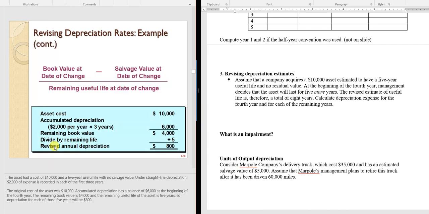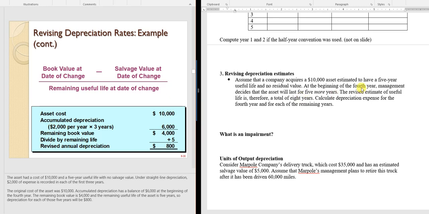Okay, so notice that I've got $10,000 at the beginning of the fourth year, so I've taken 3 years of depreciation. So first of all, I need to figure out the depreciation I took. Cost of $10,000 minus salvage value, not given in this problem, so I'm going to assume 0. Cost minus salvage value divided by life, and I said 5 years. So $10,000 minus 0 salvage value divided by 5 years is $2,000 per year.